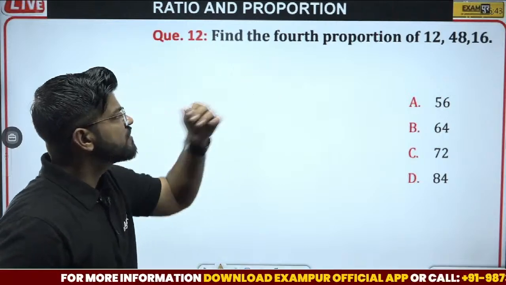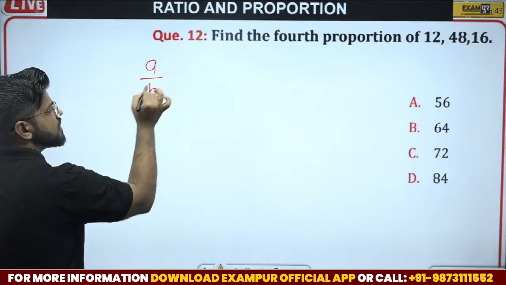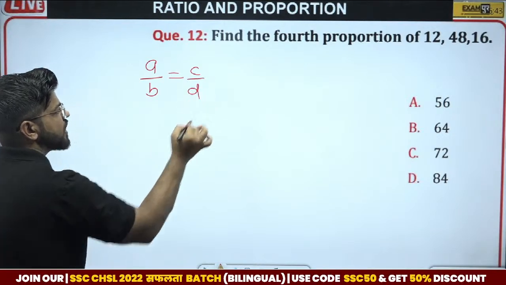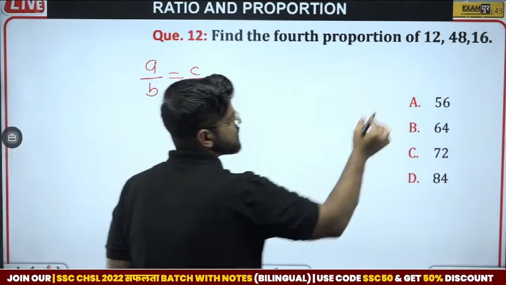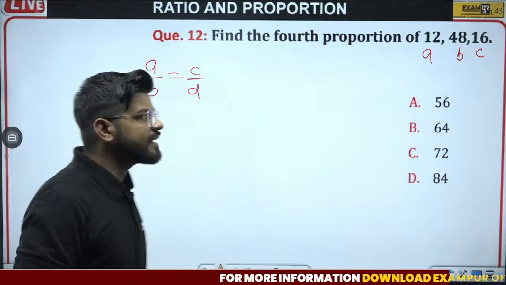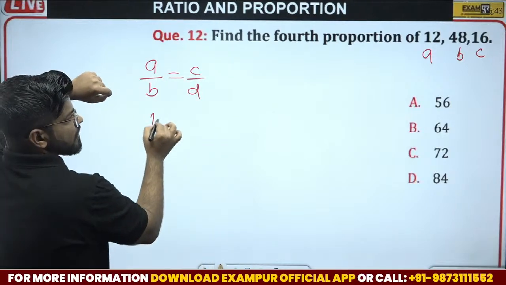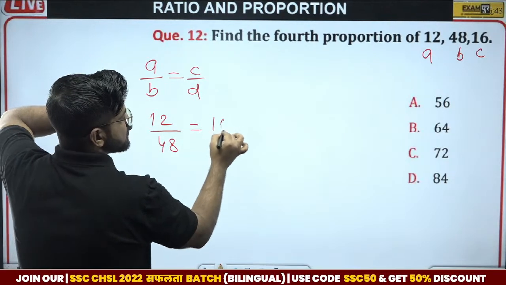Now you have to calculate the fourth proportion. For the fourth proportion, we know that A upon B is equal to C upon D. Here is the first, second, third and fourth. We have to calculate D. That means here it is A, B and C. Just put the value and you will get the answer. So we have 12 by 48, which is equal to 16 by D.